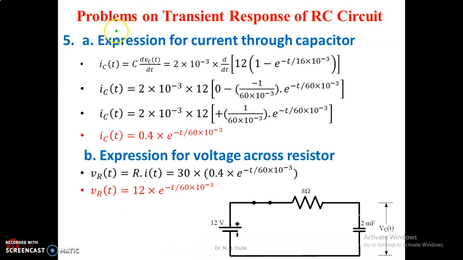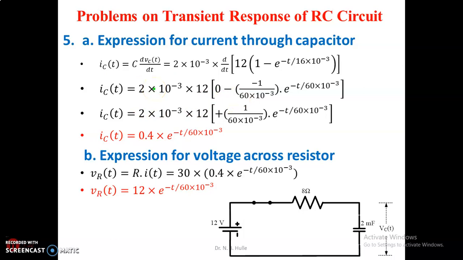Similarly, we are interested in the calculation of the expression for the current flowing through the capacitor. I will always use this formula: IC of t, the current flowing through the capacitor, is equal to C into dVc upon dt. That is, the current flowing through the capacitor is C into dV by dt, where C is the capacitor, which is 2 millifarad, that is 2 into 10 raised to the power of minus 3, into d by dt of Vc of t, and Vc of t is nothing but 12 in bracket 1 minus e raised to the power of minus t divided by 16 into 10 raised to the power of minus 3.